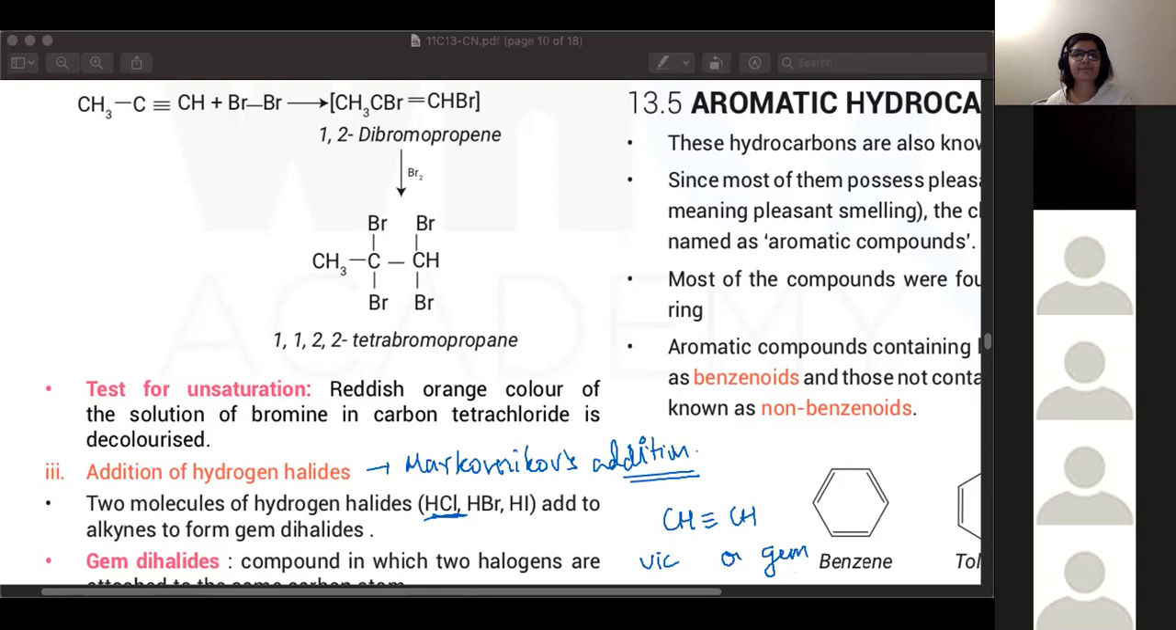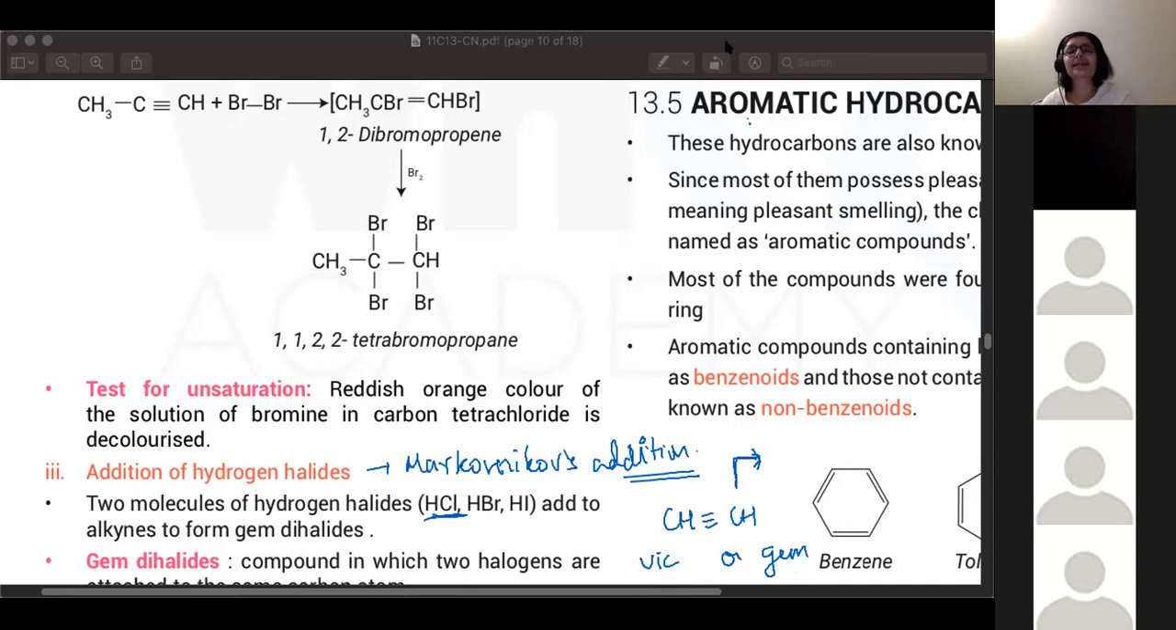Geminal. And the reason for that? Because I can explain it when we do an example, because one carbon only will have fewer hydrogens, so the halides will attach to that. Okay, tell me what is the first product?